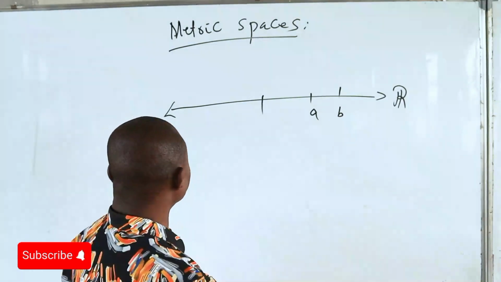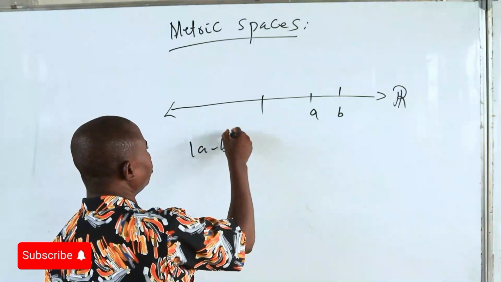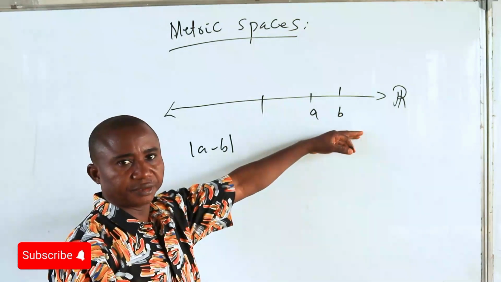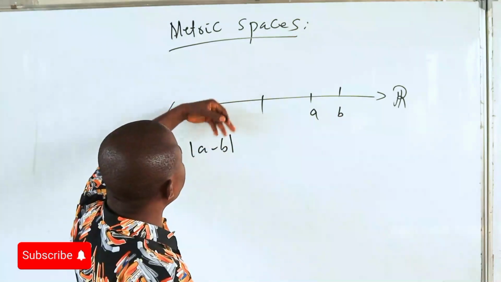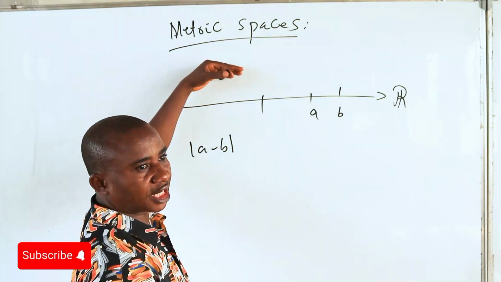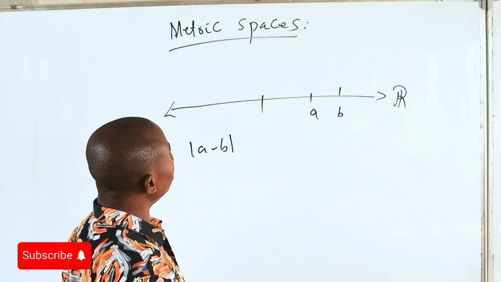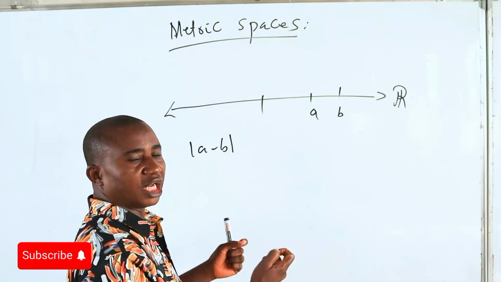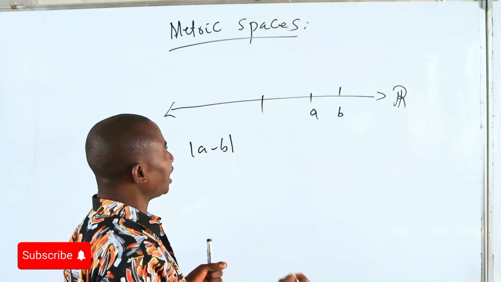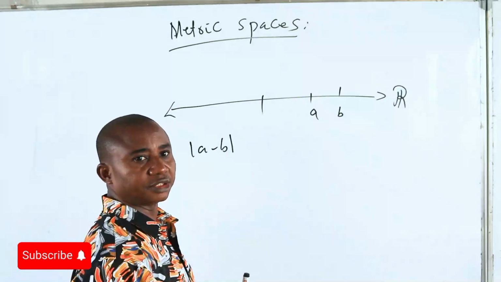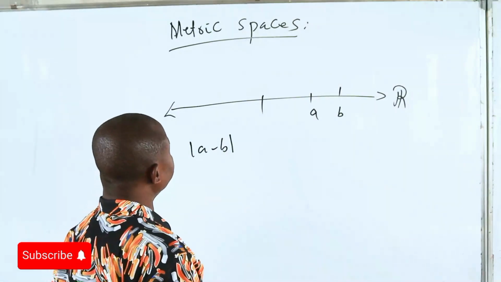And how do we do that? We simply take the absolute value of A minus B. Whatever we get is the distance between A and B. Now, we want to generalize this notion to an arbitrary non-empty set. So I want to learn how to measure the distance between two elements of a given set, whether the set is a set of real numbers or any other non-empty set. And so we first begin with a definition.